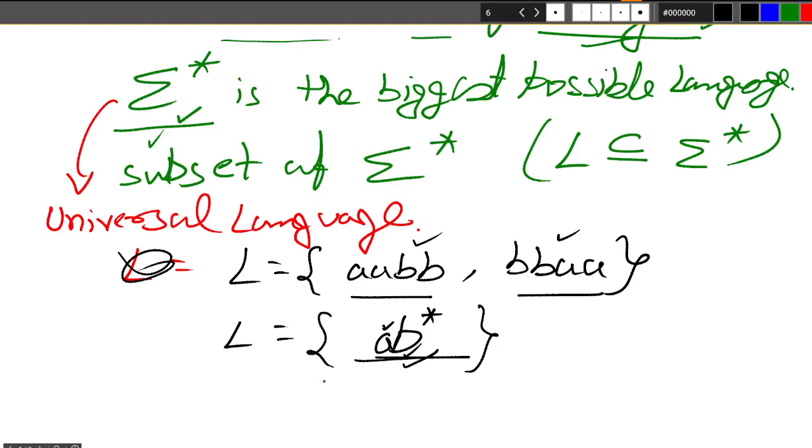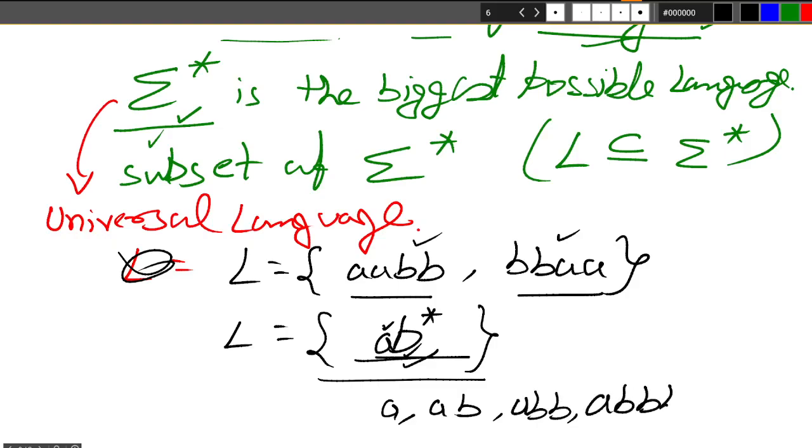So this language can accept A. Since this is Kleene closure, it can include epsilon also, so it can accept just A. It can accept AB, ABB, ABBB, and so on. How many B's are possible? Any number of B's are possible.